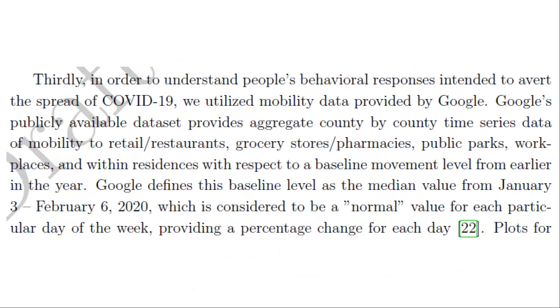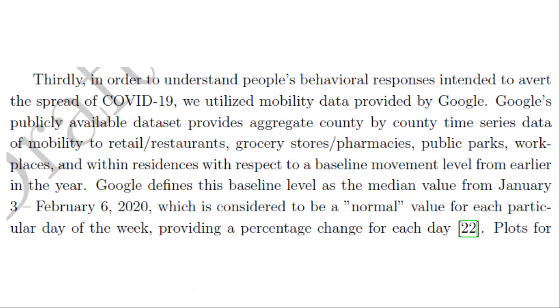So in order to understand people's behavioral response, we utilize mobility data provided by Google. It's always a little troublesome as to exactly how much data is available on you. And so they were able to aggregate county by county time series data of mobility to retail restaurants, grocery stores, pharmacies, public parks, workplaces, and within residences with respect to a baseline movement level.